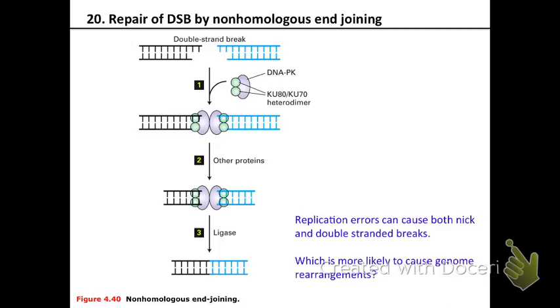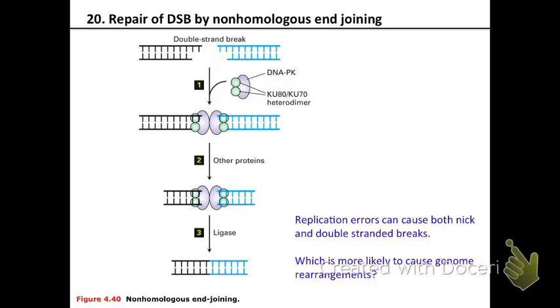All right. So we said that the replication errors can cause both nicks and double-strand breaks in the DNA. We talked about how the nicks are going to be repaired by homologous recombination, right? But sometimes you have double-strand breaks as well. So which of these are more likely to cause genome rearrangements? Nick or a double-strand break? Which one, in your opinion, would be more dangerous for the cell? Nick? Double-strand break. Because nicks are usually repaired by homologous recombination, and it's going to have a very high fidelity.